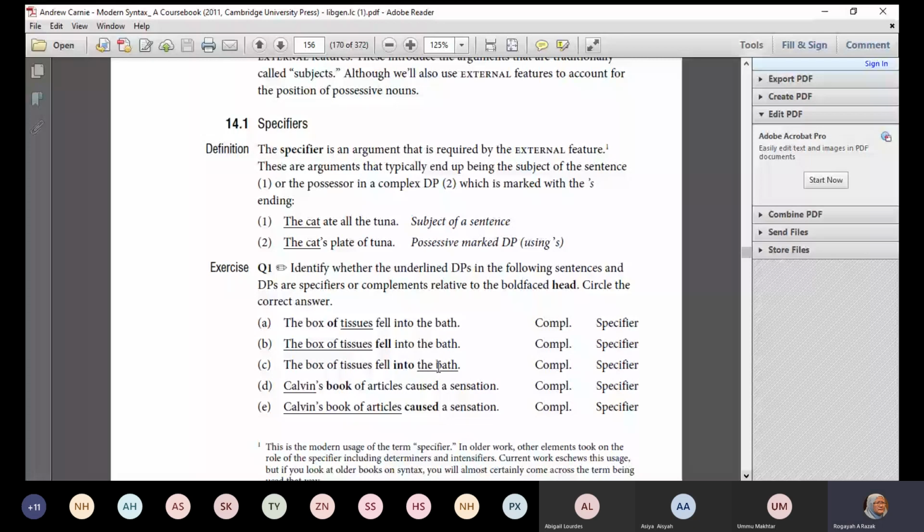And then D, Kelvin's book of articles caused a sensation. We have a possessor here, and the underline is Kelvin. So Kelvin is the specifier of the possessor. Or E, Kelvin's book of articles caused a sensation. We have the verb as the head, and then what is a specifier? Kelvin's book of articles, because it is the subject. Just remember, subject is specifier, external argument.